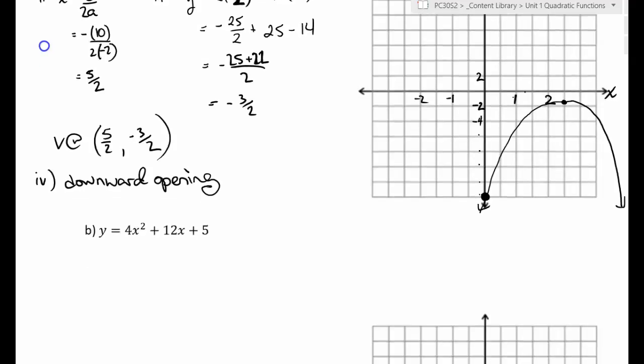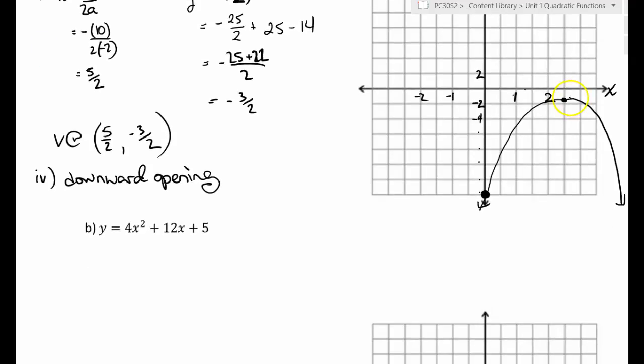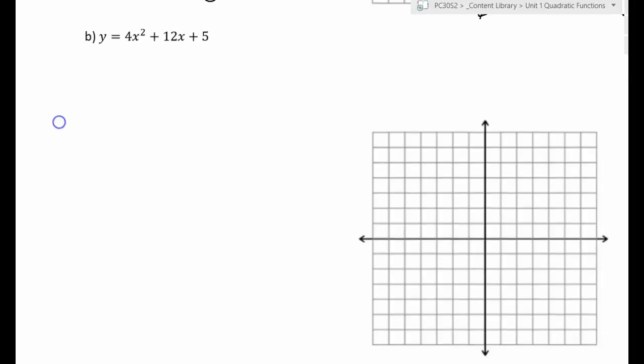In that case, because we only have those 2 points, it's very much going to be a rough sketch of what your parabola would look like. So it's not going to be as perfect as we have on some of our previous examples. Just try and make it look symmetrical. So what I'd like to see you do is pause the video right now and try this part B on your own. Find all those different pieces, put them on the graph.